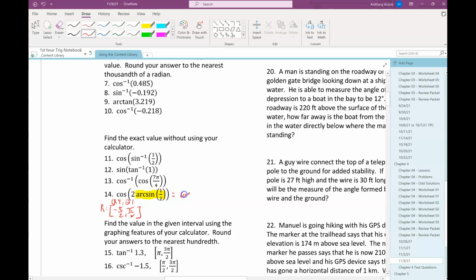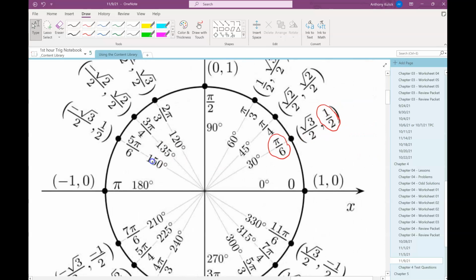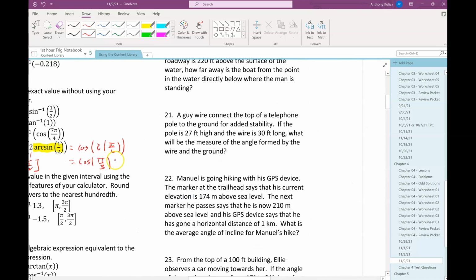So now I have cosine of 2 times pi over 6. If I multiply 2 by pi over 6, that gives us 2 pi over 6, which reduces down to just pi over 3. So now I'm going to go back to the unit circle, locate pi over 3, and pull the x-coordinate, which is cosine, which is 1/2. And I'm done. Does that feel okay, Victoria?